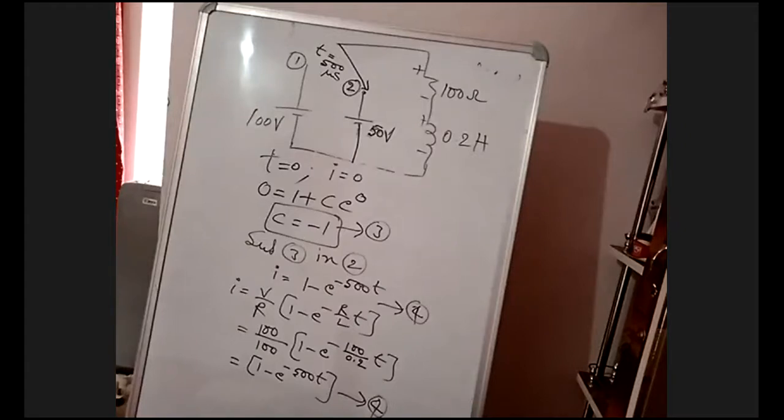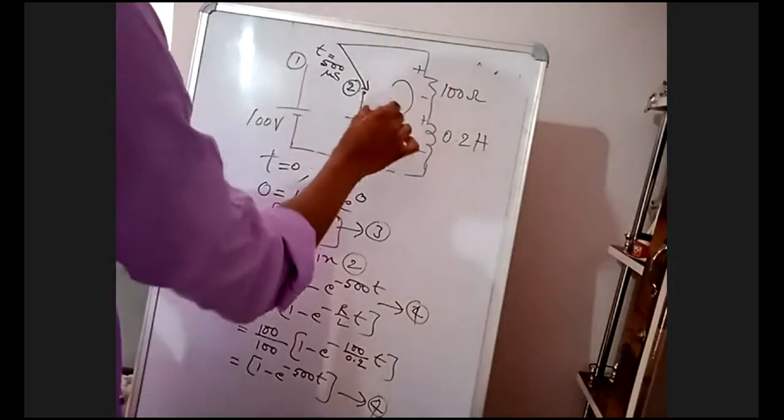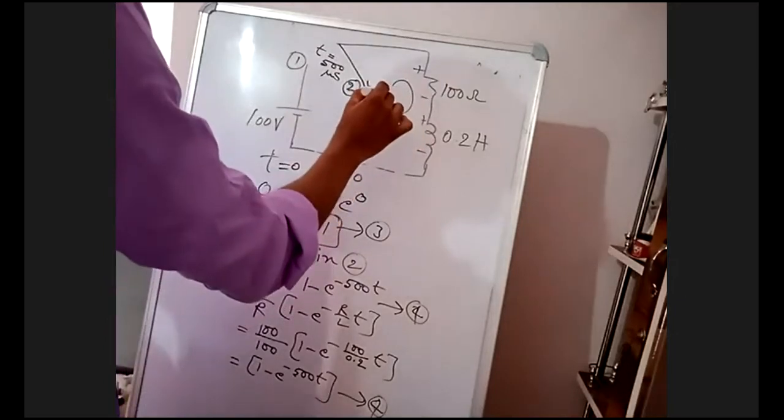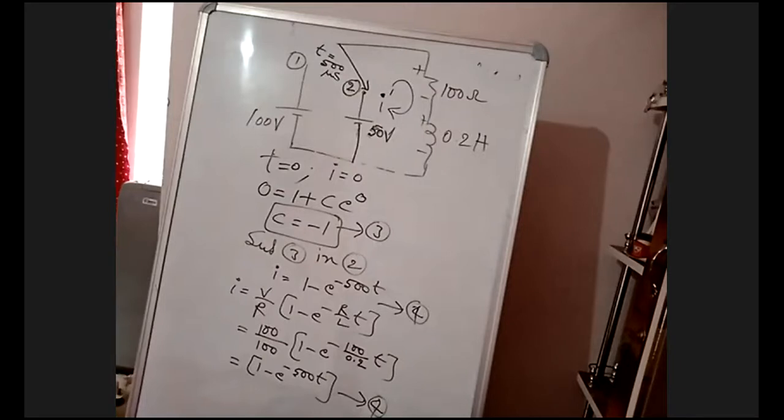Now RL is connected to 50 volts. See here. Now I am assuming the current in this loop is I dash. Previously I have assumed the current as I. Now I am taking it as I dash in the second interval when the switch is in position 2.